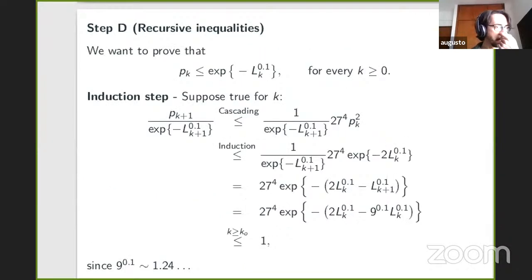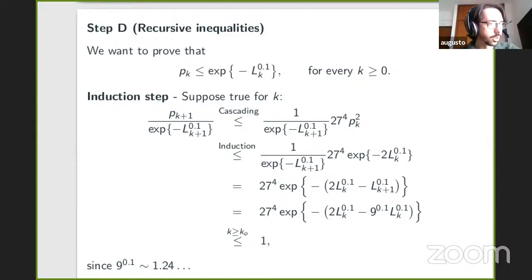So let's prove that PK decays as a stretched exponential of the size of the box. For every k, pk is smaller or equal than exponential of minus lk to a small power, 1/10. We're going to prove this by induction. We're going to use induction all the time in renormalization. It's the core of renormalization. So how do you prove something by induction? You would do the zero case first and then the induction step. But in renormalization, we almost always start with the induction step and then we do the first value.